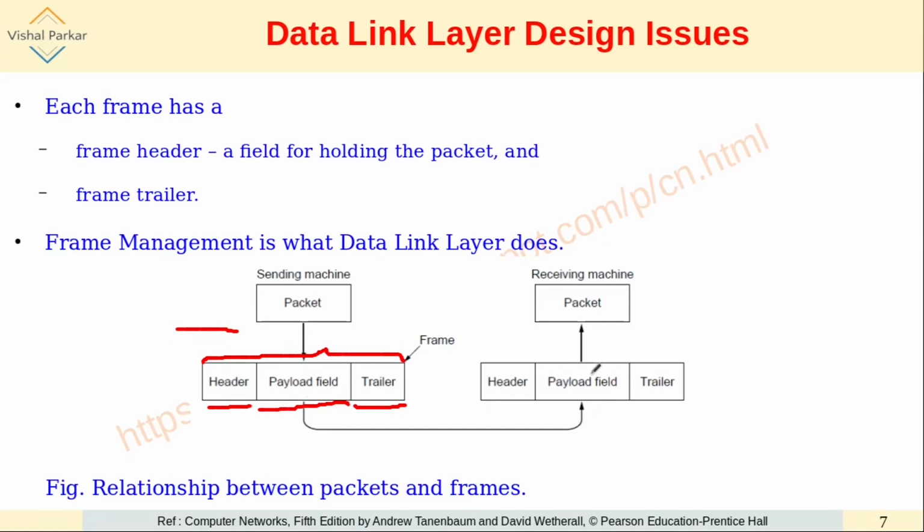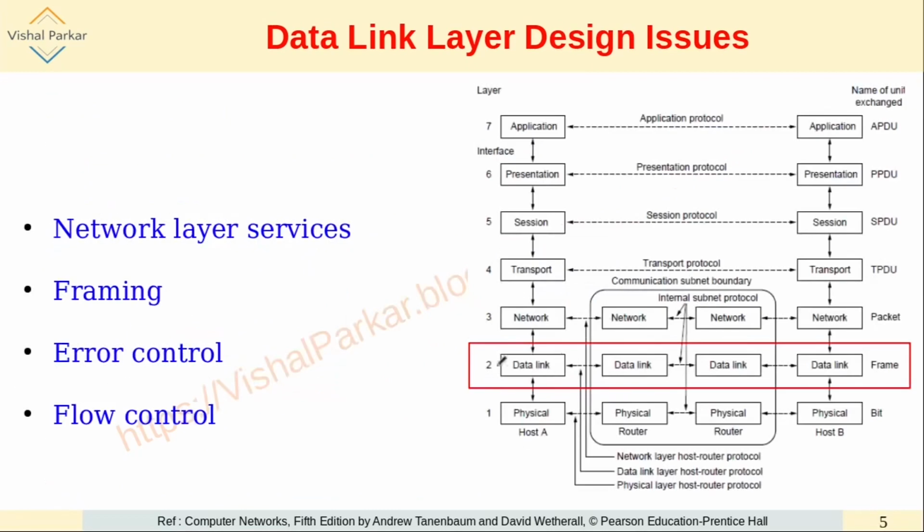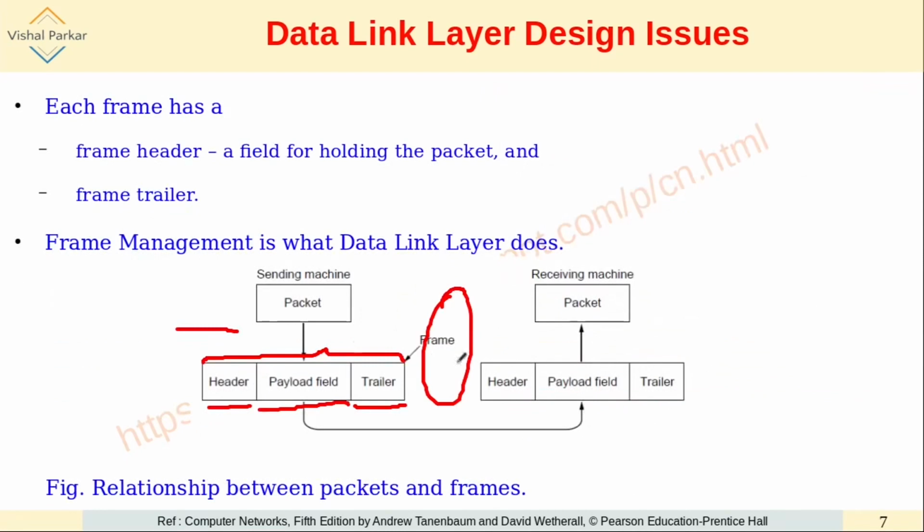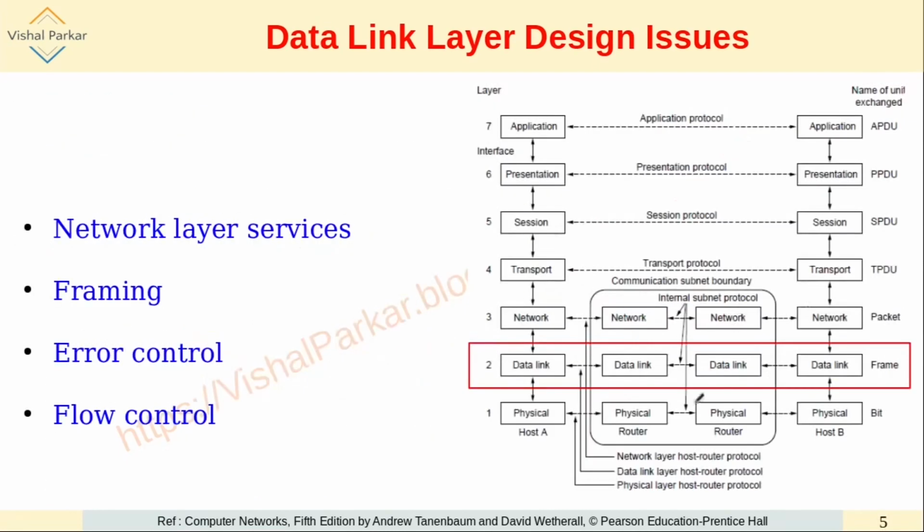Here there is the actual network. We can think of this as the subnet, which is the part here. This is the data link layer on the sending machine, and this is the data link layer on the destination machine. We are thinking of this in this diagram, and this is the subnet in between. There may be different routers.